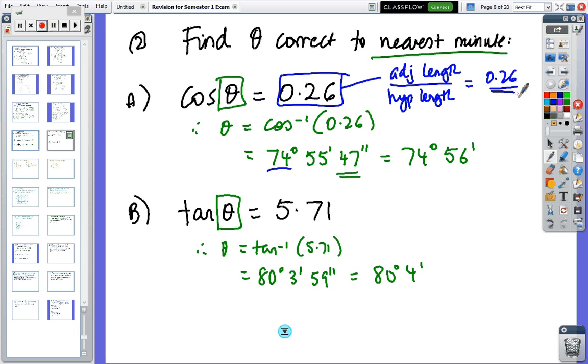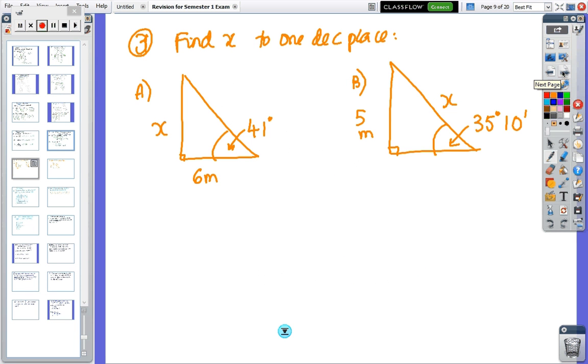Okay. Moving along. Okay, so we're going to do some triangle work. So the first two are finding x, and the next ones will be finding theta. So pause, and when you're ready, come back.